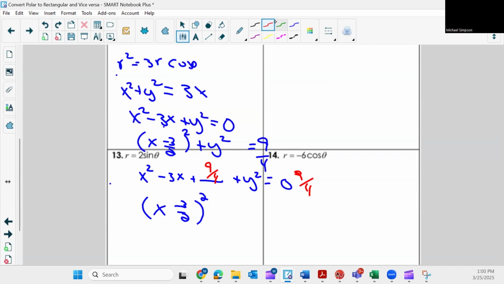And then plus the y squared. I mean, I just said equation. I just kind of did this equation. Okay.